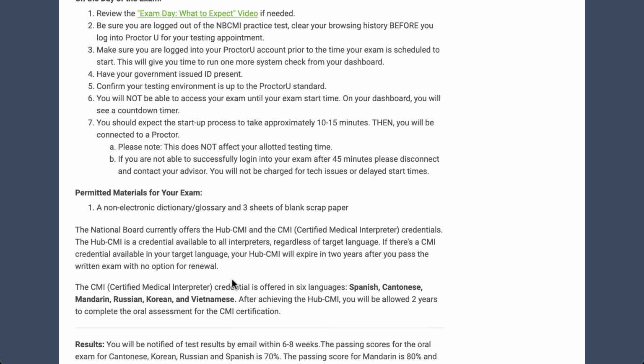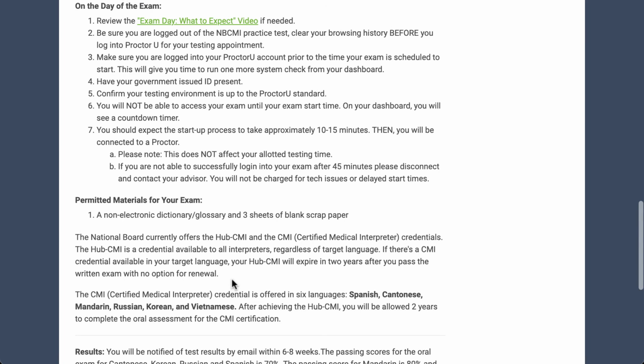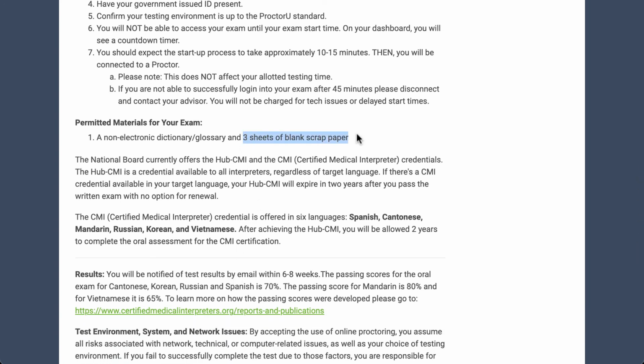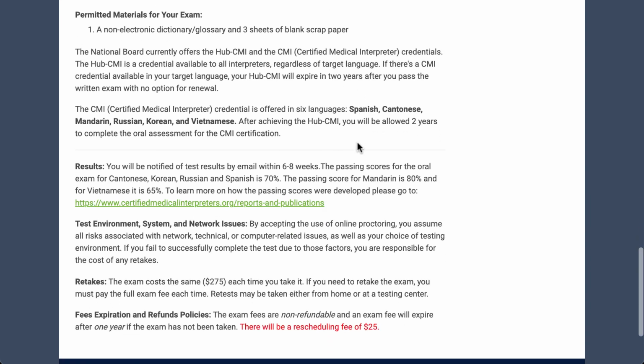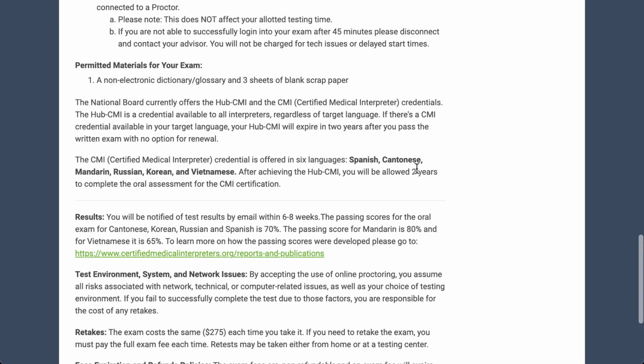In my opinion, vocabulary, yes, it was tough, but they are not going to throw in the hardest medical terminology. They will still make it quite reasonable in my opinion. And also, you obviously will need 3 sheets of blank scrap paper where you will take notes. Passing scores, yes, 70%, 65%, 80%. It's slightly different for each language, depending on which language you speak. We will talk more about this later on.